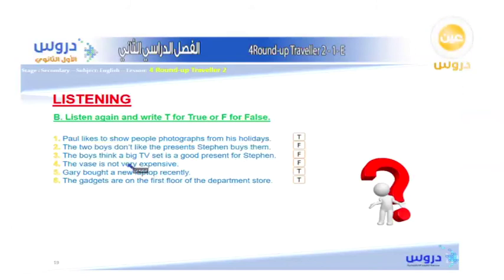So here you can see the answers. The first one is Paul, yes, is it right? T. And the second one, F. The third, F. The fourth also, F. And the last two sentences are T and T. Very nice.